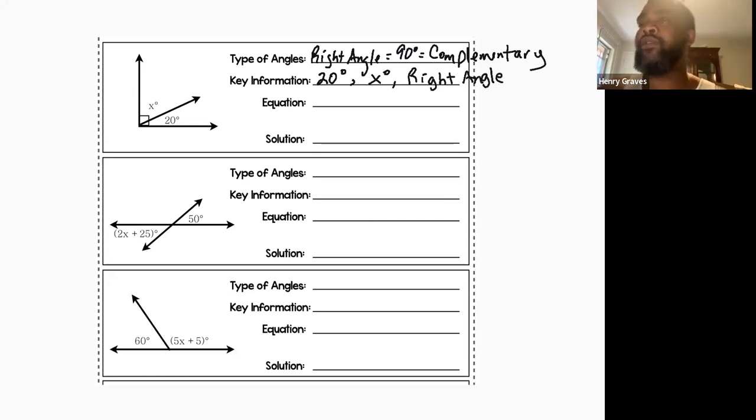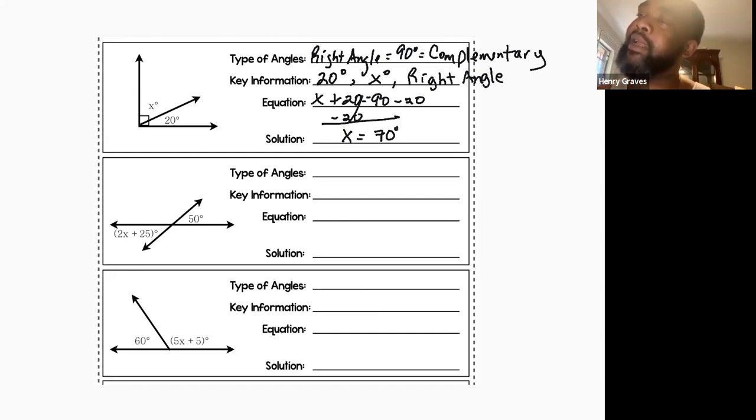So for our solution, obviously, we're going to subtract 20 on both sides. So x is going to equal 90 minus 20, which is 70 degrees. And of course, we know our answer is right because 70 plus 20 is indeed 90. And this is indeed a 90-degree angle. Okay. Now we're going to go to number 2.